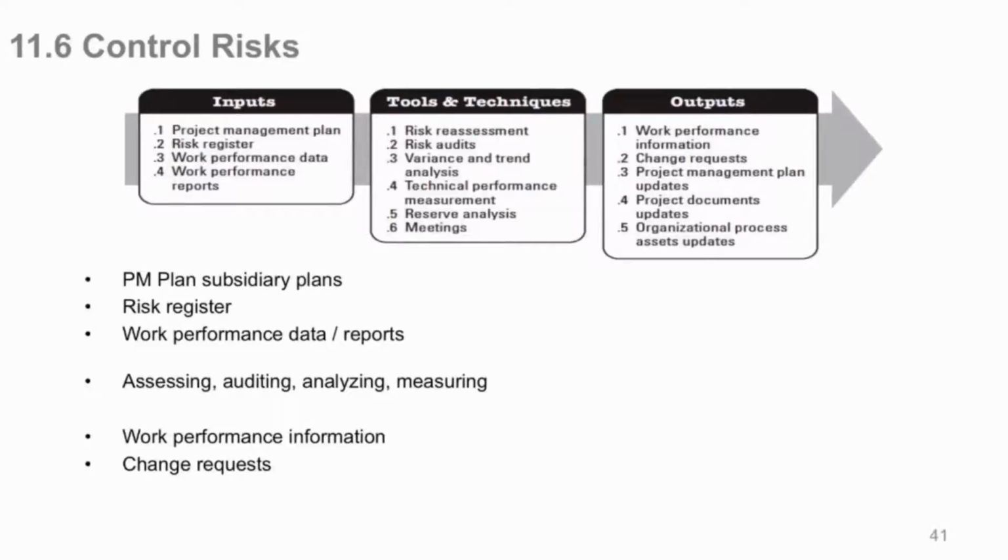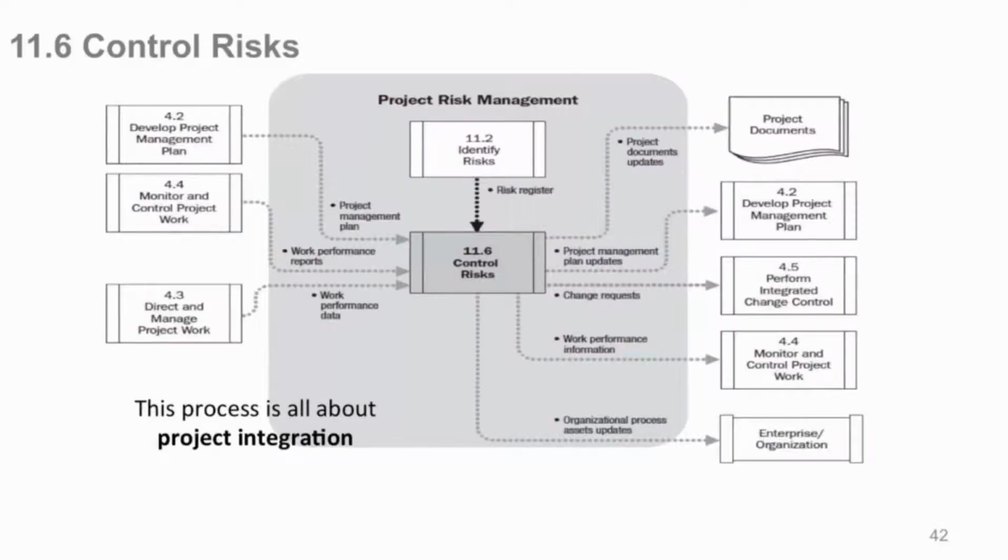Assessing, auditing, analyzing, and measuring your risk responses. You generate work performance information. Once you activate a plan and you're done with it, you report it out as information. And of course, change requests certainly could be an outcome of the fallout from activating a response plan. So control risks, like it says down here, is really all about project integration, because project integration's main focus is to do what? It's to manage change. Don't want change to happen. But if you activate a response plan, change is going to happen. So it's all part of project integration and managing that well.